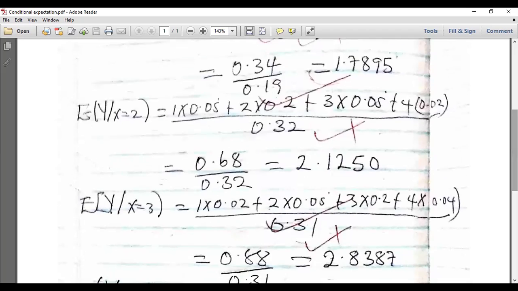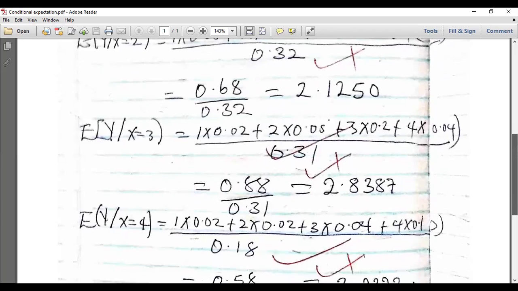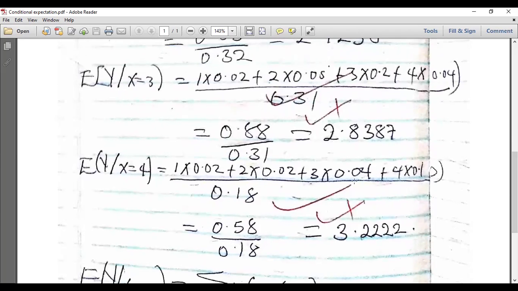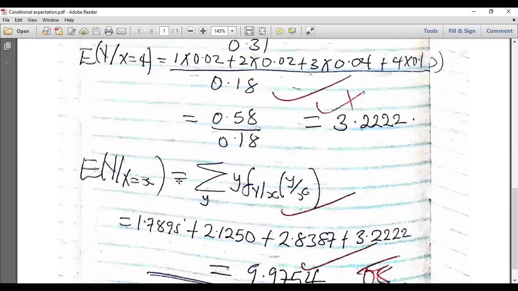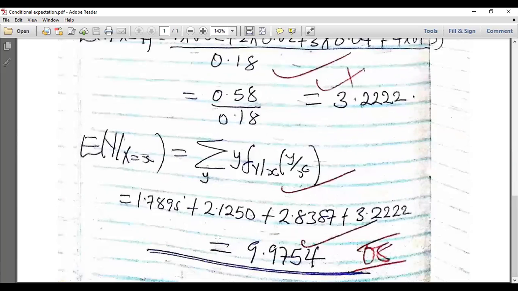Next, we work out the one for x equal to 2. So it is 1 times 0.05, then we divide by the marginal for x equal to 2. We get this. Then we similarly work out the ones for x equal to 3 and x equal to 4. We divide, and then the expectation is this sum. So we add all the ones we got, and that gives us this value here.